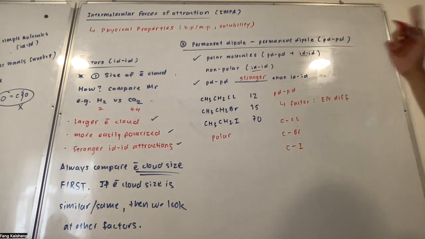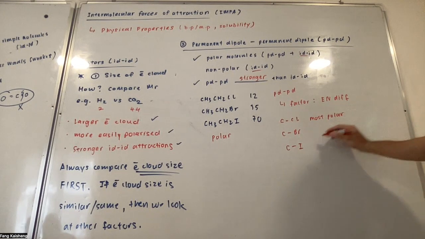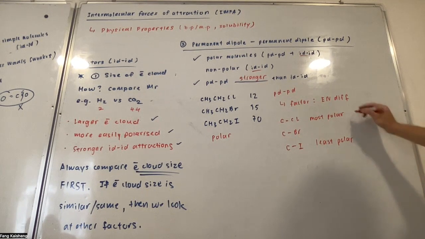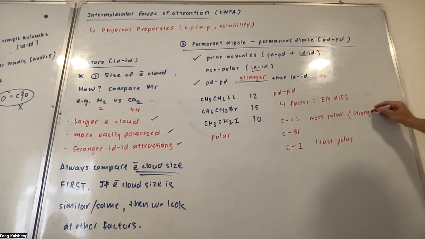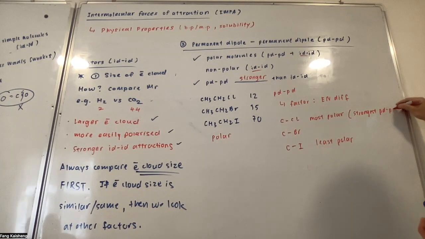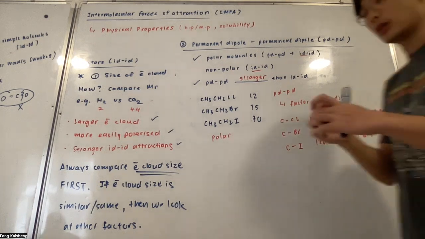Okay, who's the most polar of all of them? Okay, good. CCl is the most polar. The least polar is obviously CI. It's the furthest from chlorine. So if you're the most polar, that means what? Strongest PD. Least polar means weakest PD.